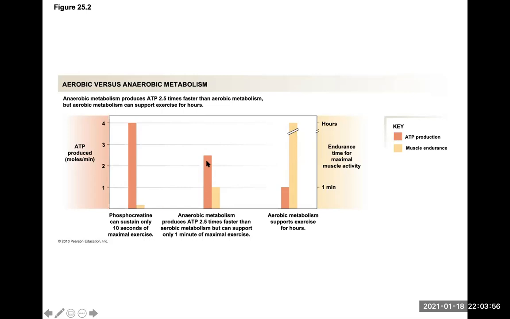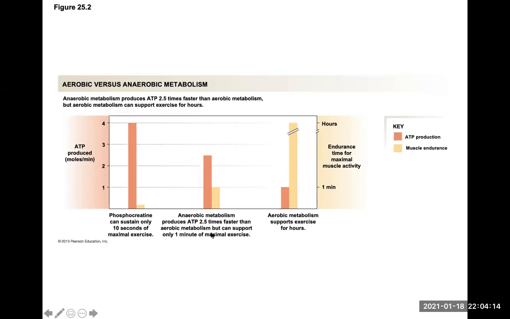Anaerobic metabolism, you're going to get a little bit more ATP production out of there, almost 3 ATP, but you're only going to be able to use this for maximally a minute of exercise. So it went up just a little bit, but you still can't do very much with it. So you're talking about without oxygen.